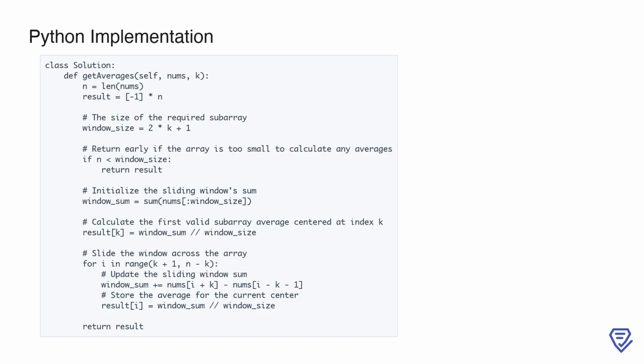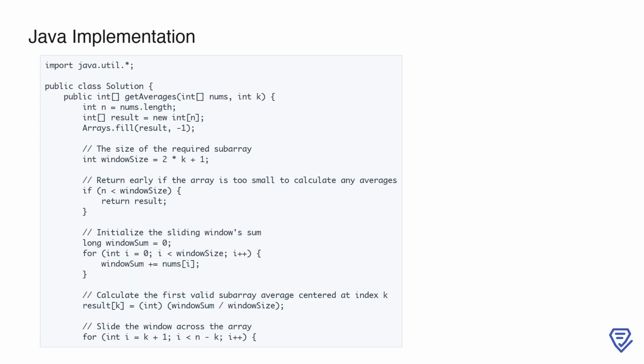The implementation handles edge cases, such as when nums is too short, and ensures correctness by iterating only over valid indices. The result is an array where the k-radius averages are computed where possible, and -1 is used elsewhere. Here, we begin implementing the solution in Java.